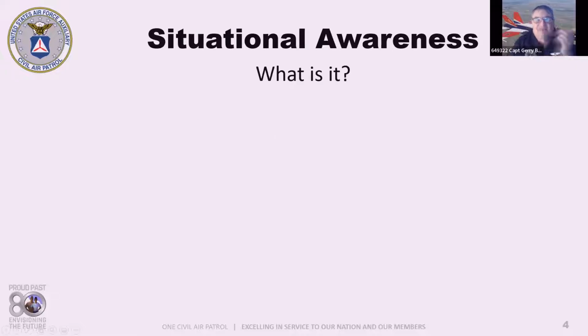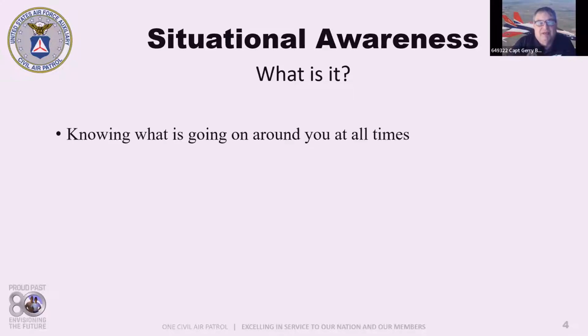All right, firstly, we're going to take a look at situational awareness. So what is it? Simply put, situational awareness is knowing what's going on around you at all times. It's not just restricted to pilots. Everyone must exhibit situational awareness at all times. Each crew member must have their situational awareness at their peak levels while on missions because it takes everyone's awareness to keep the SUAS safe in flight.